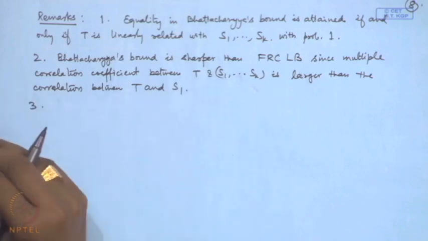Another thing that you observe, here I have considered derivatives up to order k. Suppose I consider up to order k plus 1. In that case, the inequality will be dependent upon the multiple correlation between T and S1, S2, ..., Sk+1. Now, if you increase the number of variables, the multiple correlation coefficient increases. That means the Bhattacharya bound gets sharper and sharper as k increases.